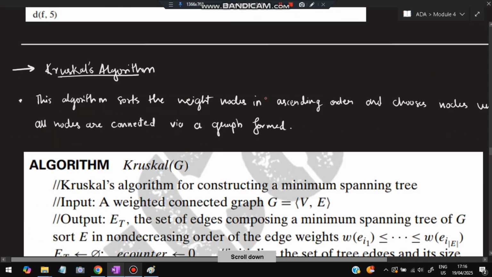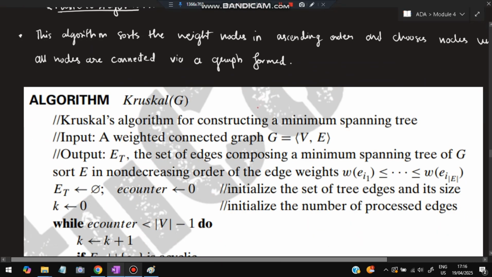Okay, now the Kruskal algorithm is also very similar to the previous one, where we will construct a graph which will connect all the nodes. But here what we do is different. Firstly, you need to sort the edge weights in ascending order, meaning small to big, increasing order. Then choose the edges which are connected to form the graph.